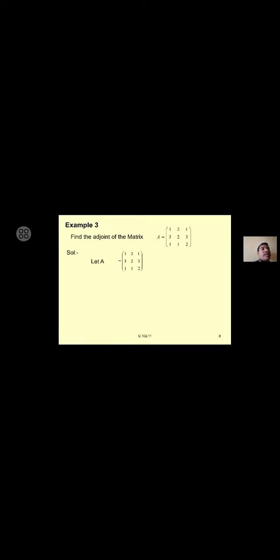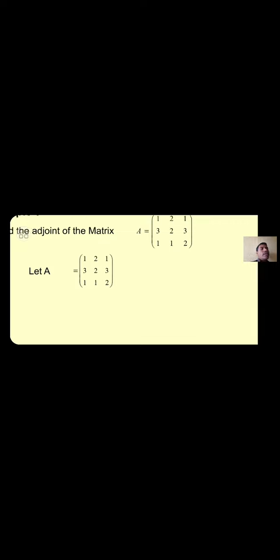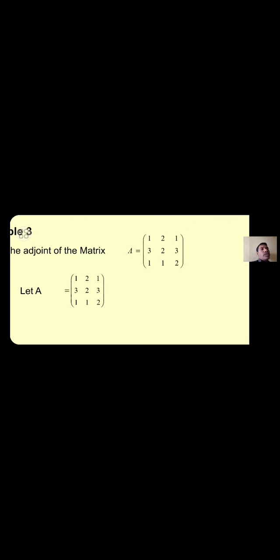The definition of the adjoint of a matrix is, we can say, the transpose of the cofactor matrix of a matrix A is called the adjoint of the matrix, and it is denoted as ADJ of A, that is adjoint of A. We can write ADJ in short form to represent adjoint, or we can write completely adjoint of A. Next, find the adjoint of the matrix A: 1 2 1, 3 2 3, 1 1 2.